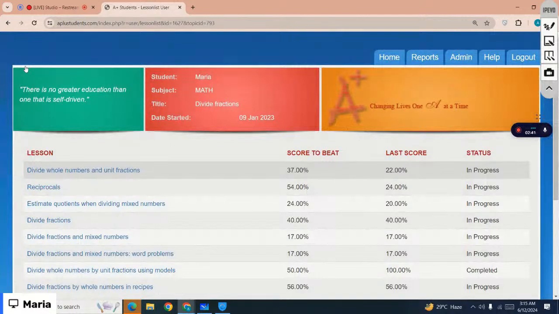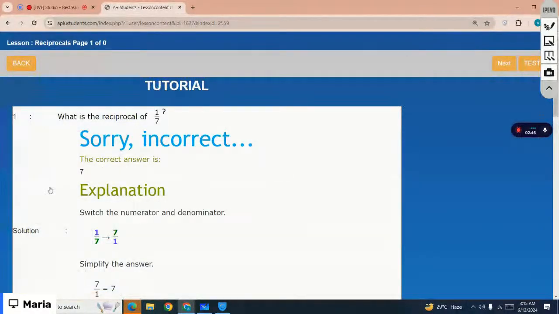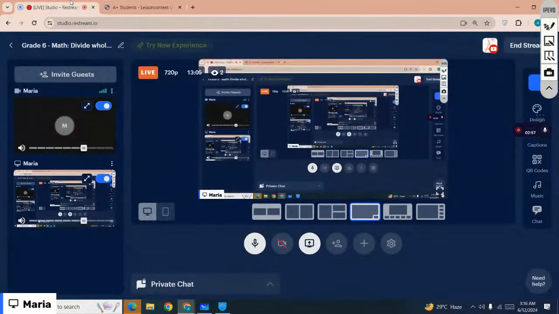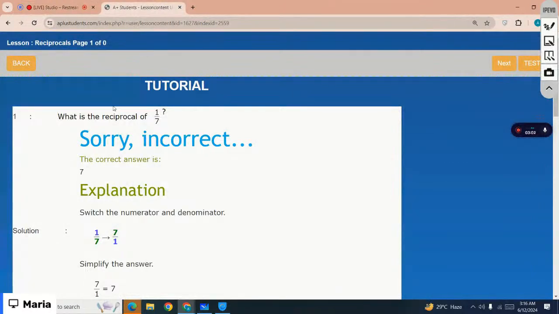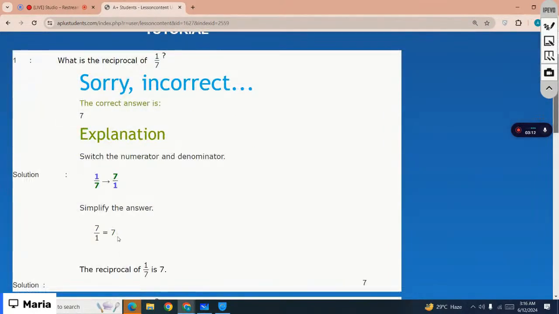Okay, the next lesson is reciprocals. Let's just start with the next lesson. Grade 6 math it is, right? What is the reciprocal of 1 by 7? The reciprocal means you have to switch the numerator and denominator, right? If you have the fraction 1 by 7, you have to simply switch the numerator and denominator. So that would be 7 over 1, and 7 over 1 means 7, right? The correct option is then 7.